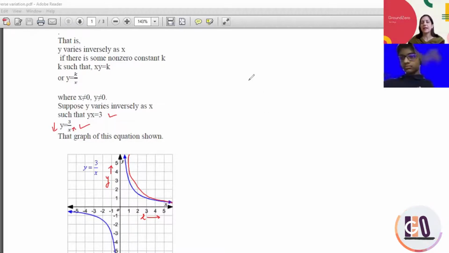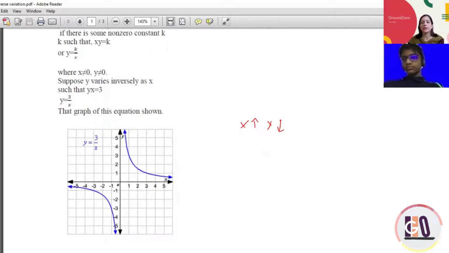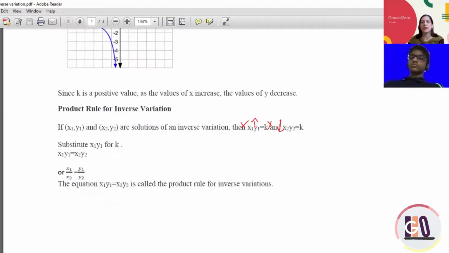What kind of graph do we have for direct variation, when x is directly proportional to y? Both of them will be going up. It will be a straight line. But in the case of inverse variation, we don't have a straight line, because when x is increasing, y is decreasing. So in inverse variation, the two variables have an inverse relation: when x is increasing, y will decrease, or vice versa.